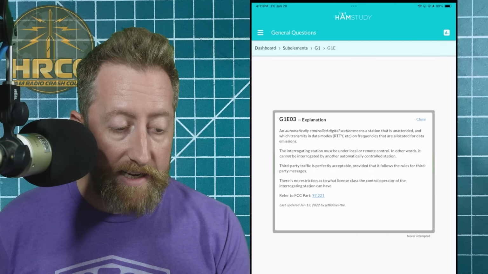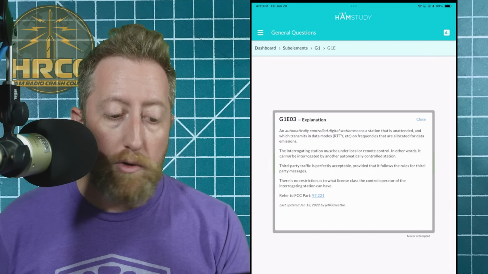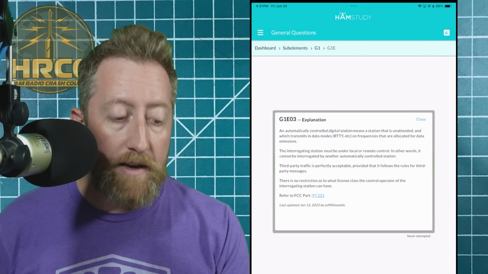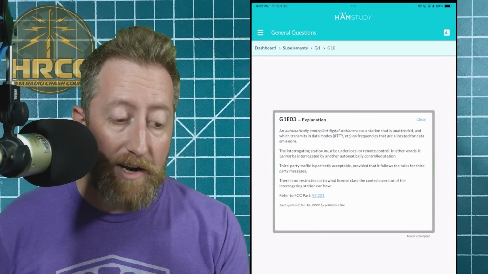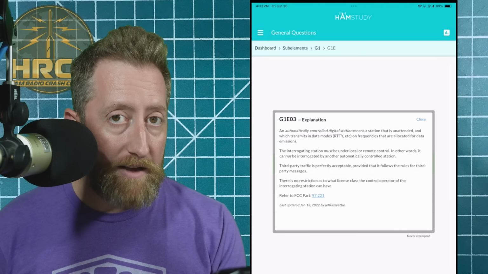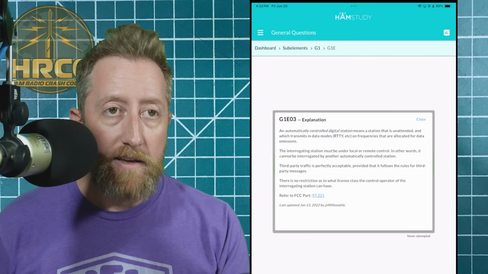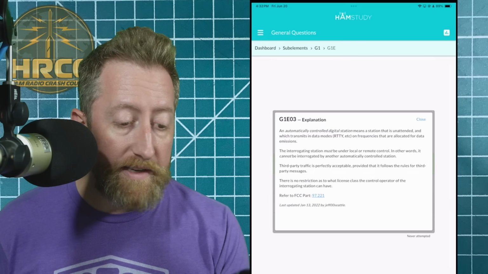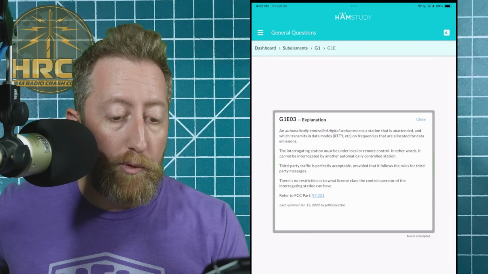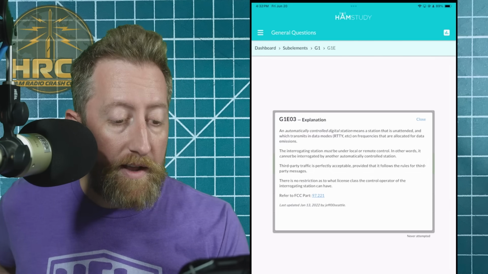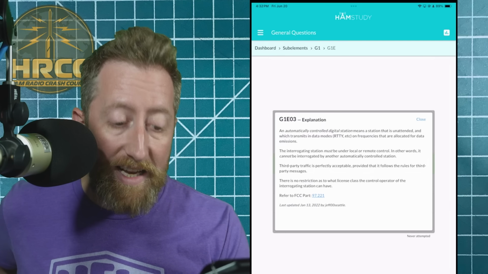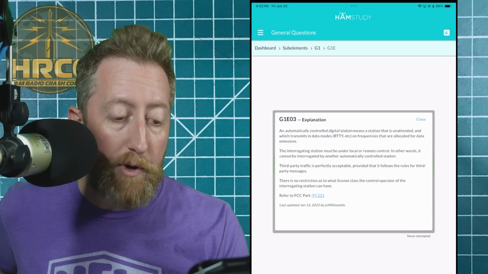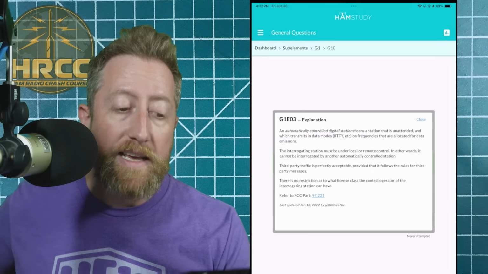The interrogating station must be under local or remote control. In other words, it cannot be interrogated by another automatically controlled station, meaning it can't hippity hop, I guess, between stations. Third-party traffic is perfectly acceptable, provided that it follows the rules for third-party messages. There are no restrictions as to what license class the control operator of the interrogating station can be.